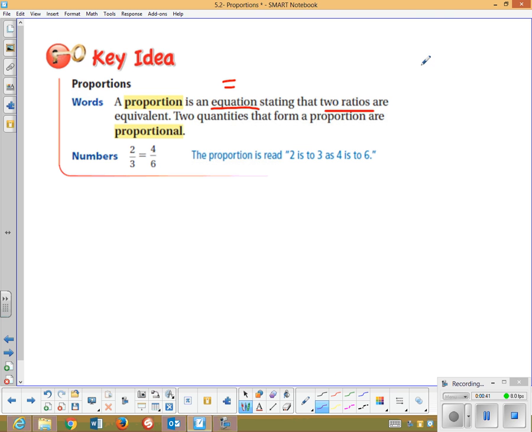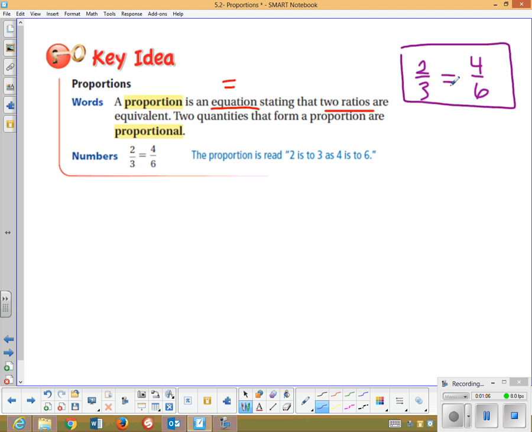So I'm going to use this example here. 2/3. That is one ratio. An equation has to have an equal sign. That's an equal sign. And a proportion has to have two ratios. So here's my second ratio. So a proportion is an equation. Here's my equal sign. That has two ratios. Here's two of my ratios. So this is called a proportion. Two ratios with an equal sign.